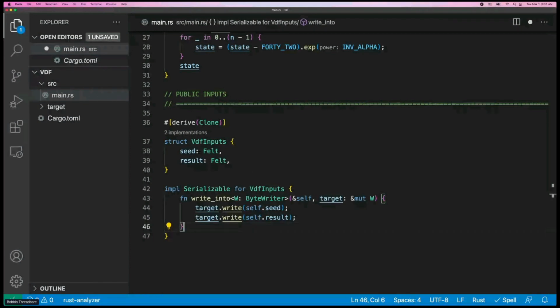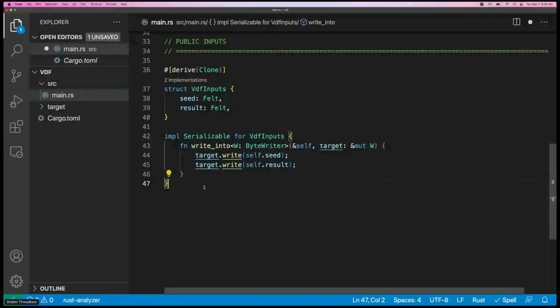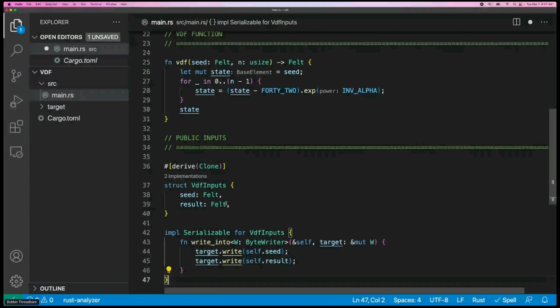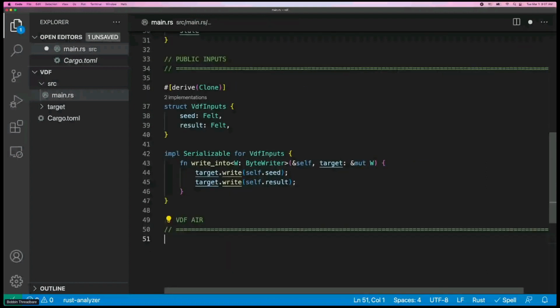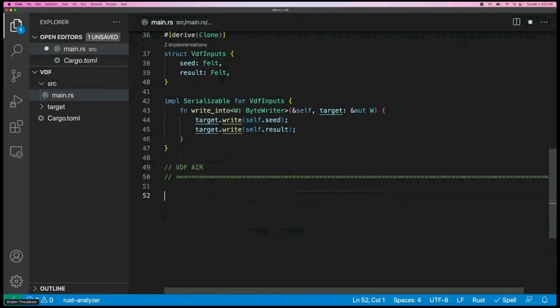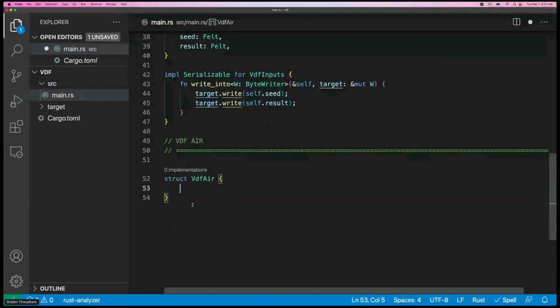So the next step is more complicated. We need to actually define AIR for the computation. So we have the function, and now we need to translate it into AIR. Within Winterfell, we do this by creating a struct and then implementing the Air trait on that struct. In our case, let's call it VDF AIR. We'll go into what we'll actually put into the struct, but for now, let's just implement Air for VDF AIR.